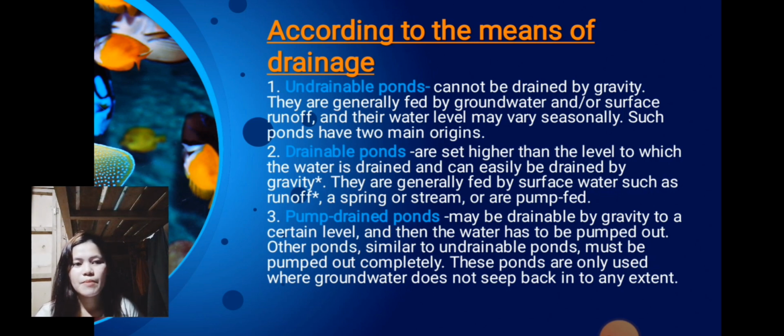Pump drain ponds may be drainable by gravity to a certain level and then the water has to be pumped out. Other ponds similar to undrainable ponds must be pumped out completely. These ponds are only used where groundwater does not seep back into any extent. So, a pump drain pond is a type of pond that is designed to have its water level controlled or reduced by using a pump system. It can drain using only the pump system.